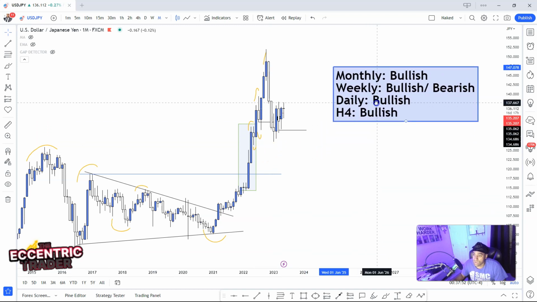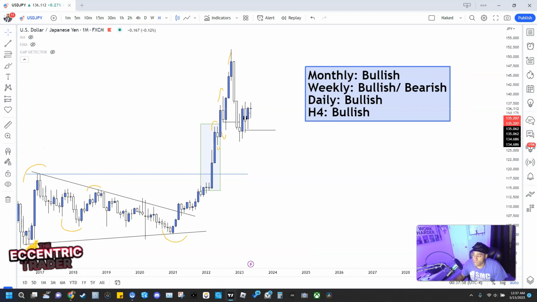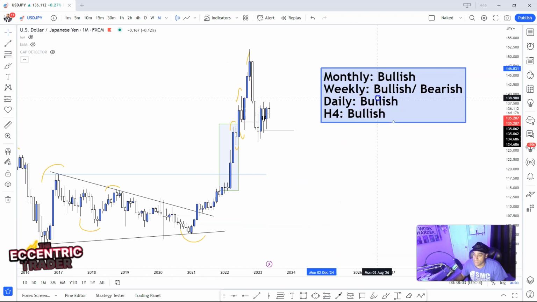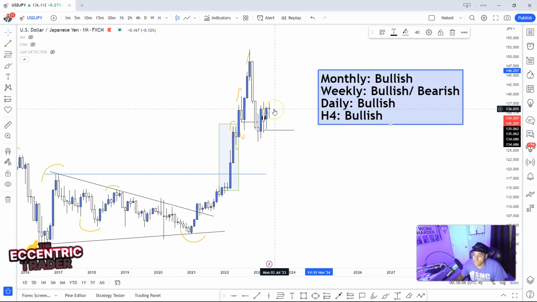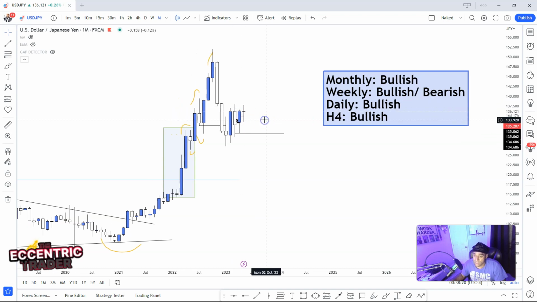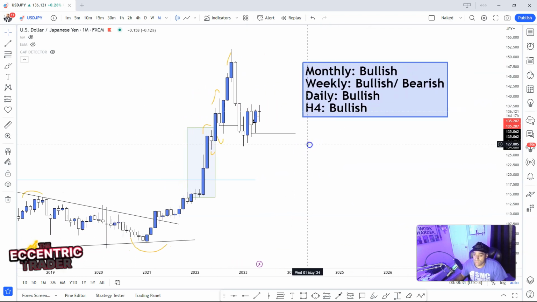All right. So what else is the monthly doing? It's the middle of the month already. It's the middle of May already. It's crazy. This current candle is pretty bullish. I mean, it's still a doji right now, which signifies indecision, but it's a little bit more on the bullish side. If it closes bullish, we could see UJ going up. That's really all you can see.